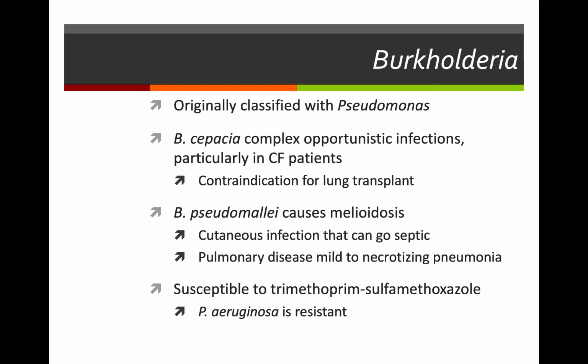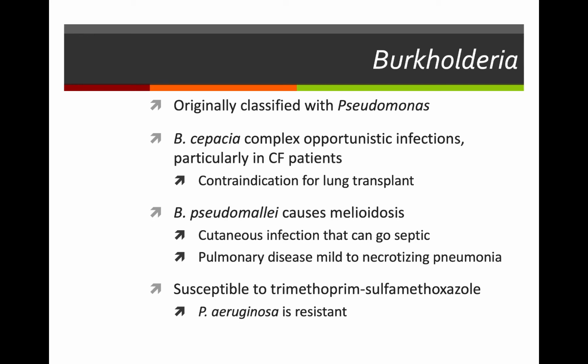Closely related to the genus Pseudomonas is the genus Burkholderia. They were originally classified as Pseudomonas, so sometimes when you see old journal articles or old texts, instead of Burkholderia cepaceae or Burkholderia pseudomallei, it'll be Pseudomonas, but molecular and biochemical analysis has shown that they are actually two different genera.